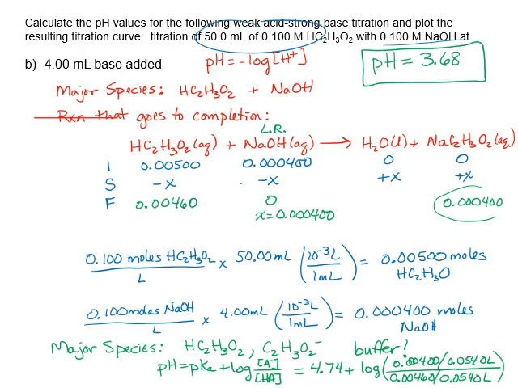So adding the base has increased the pH of the solution. Before we added any base, we had a pH of 2.872, and now after adding 4 milliliters, we have a pH of 3.68.